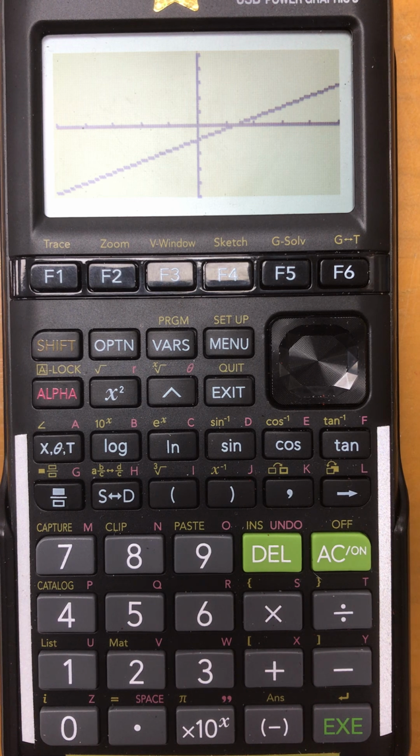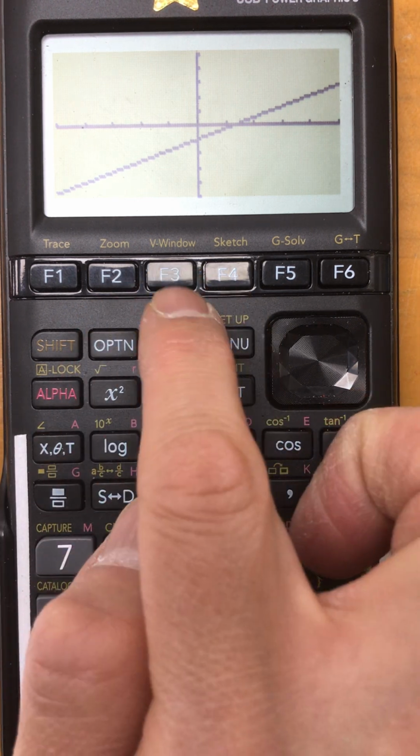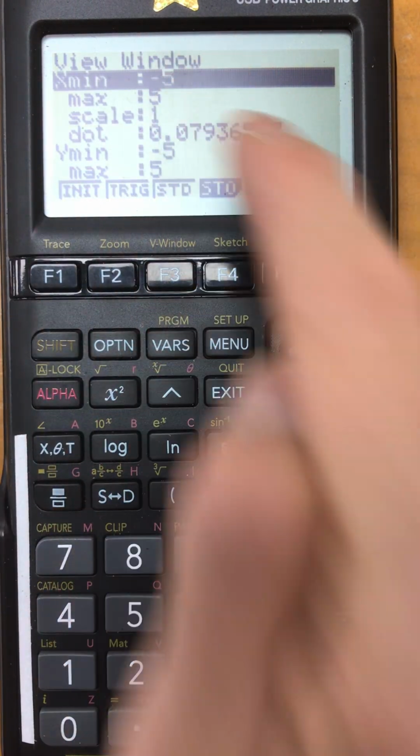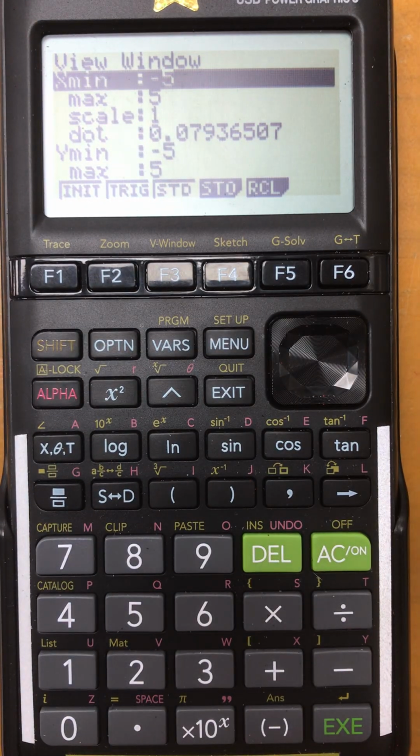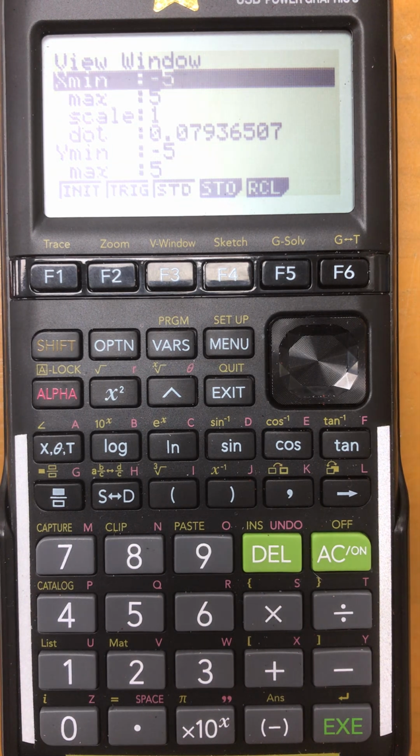Next part, write a suitable window that allows you to see both the x and y intercepts. So if you press F3, there's my window right there. You can write those down. Okay, next one, use your graphing calculator to determine the x-intercept of the graph.